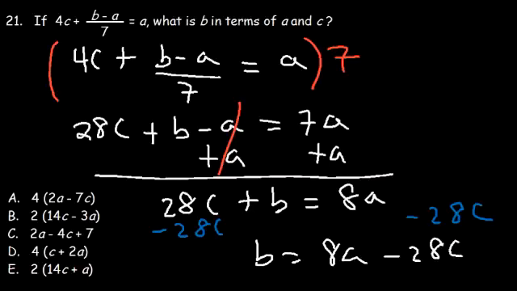So now at this point, we need to factor the GCF. What is the greatest common factor between 8 and 28? The greatest common factor is 4. 4 can go into 8 and 28. So if we take out a 4, 8a divided by 4 is 2a, and negative 28c divided by 4 is negative 7c. So therefore, we can see that A is the right answer to this problem.